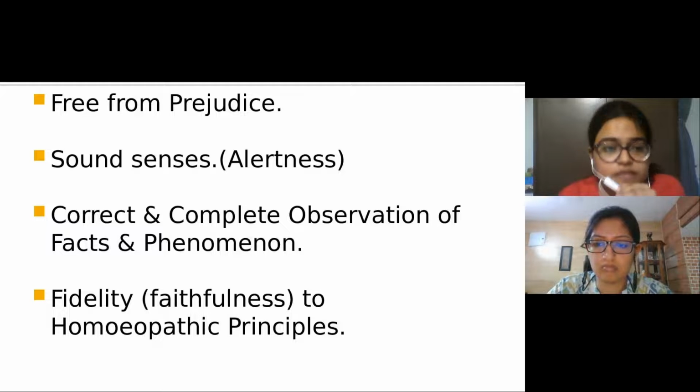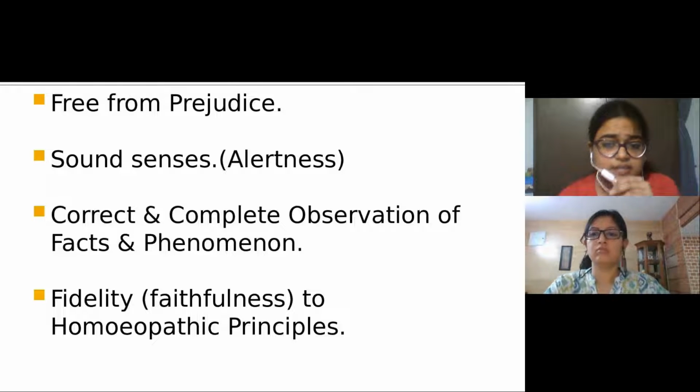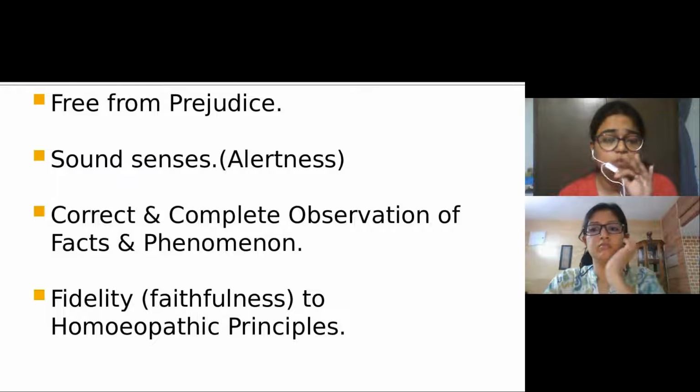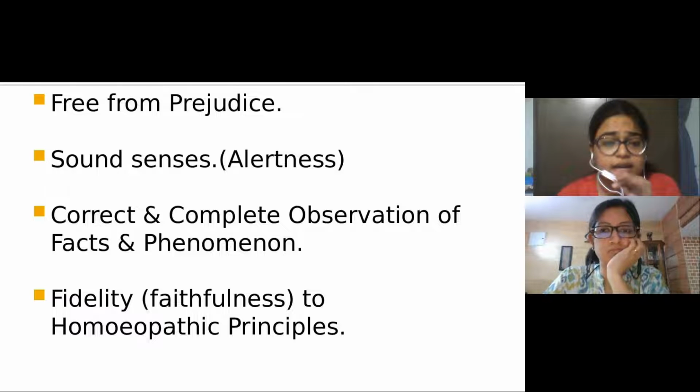Correct and complete observation of facts and phenomenon. हमें facts and phenomenon की correct and complete observation, completely उसको observe करना चाहिए. ऐसा नहीं कि एक बार देख लो और बोल दो कि हाँ ये इससे suffer कर रहा है. ऐसा नहीं, हमें correctly, completely observe करना है as an unprejudiced observer about every fact and phenomenon.